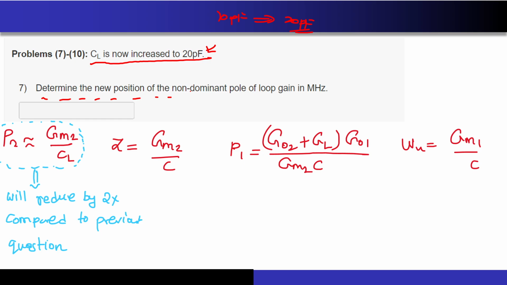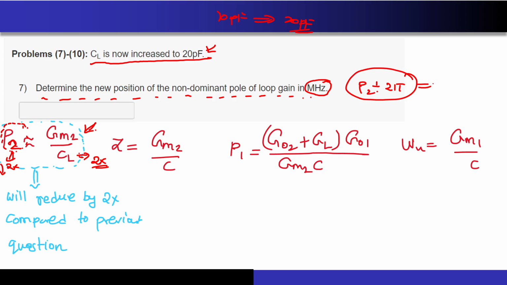So first we have to write the expression for the non-dominant pole, which is nothing but GM2 by CL. And now we have to see whether this expression depends on CL or not. If the CL has been increased by a factor of 2, the non-dominant pole will decrease by a factor of 2. So if you know the non-dominant pole from the previous calculation, you just have to divide your answer by 2 to get the final answer. And remember, they are asking us to calculate the values in megahertz, not radians per second. So whatever you get, the P2 has to be divided by 2 pi to get the answer in megahertz.